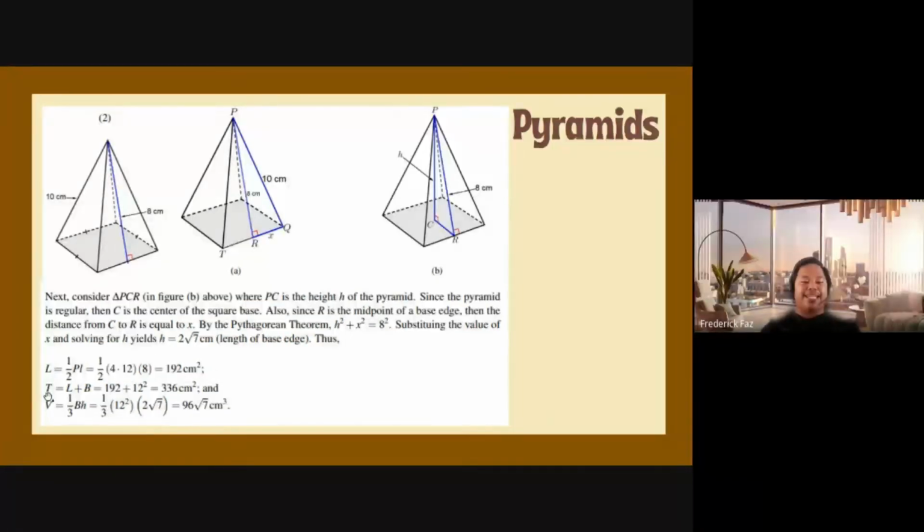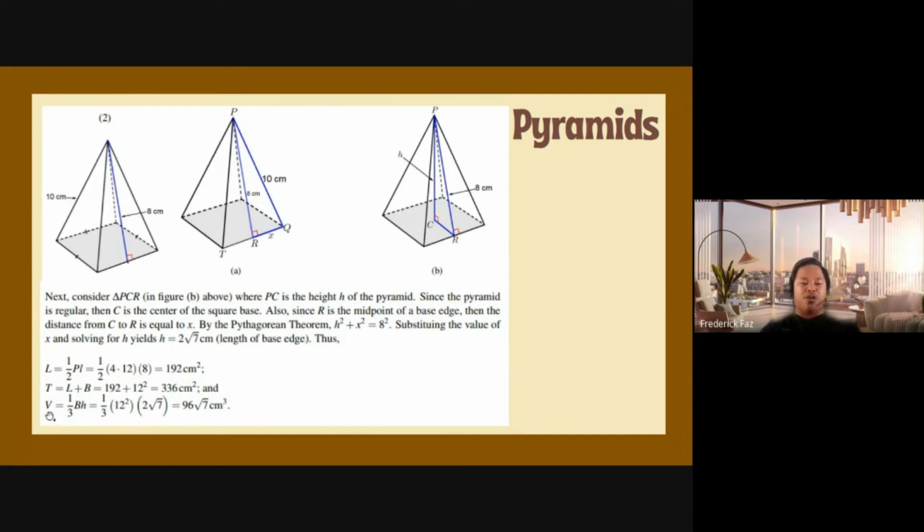The total surface area is the lateral area plus the area of the base. So, our lateral area is 192 and our base is a square. So, 12 squared. So, in total, we have 336 square centimeters.